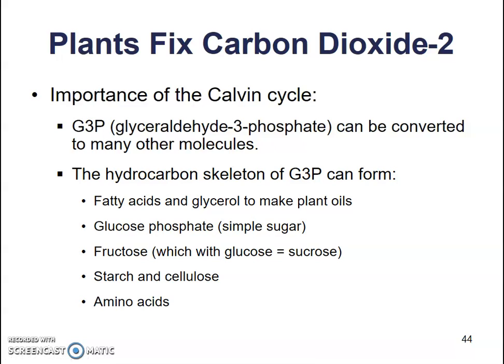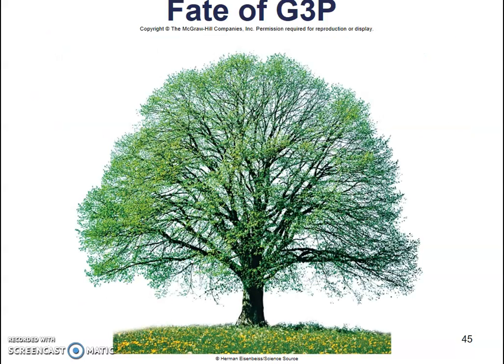Plants fix carbon dioxide. The importance of the Calvin cycle. G3P can be converted to many other molecules. The hydrocarbon skeleton of G3P can form fatty acids and glycerol to make plant oils. It can make glucose phosphate or simple sugars that organisms use for quick energy. Fructose, which is a glucose molecule stuck to a sucrose molecule. Starch or cellulose, starch for long-term energy storage, or cellulose for building materials, or even amino acids to make proteins.